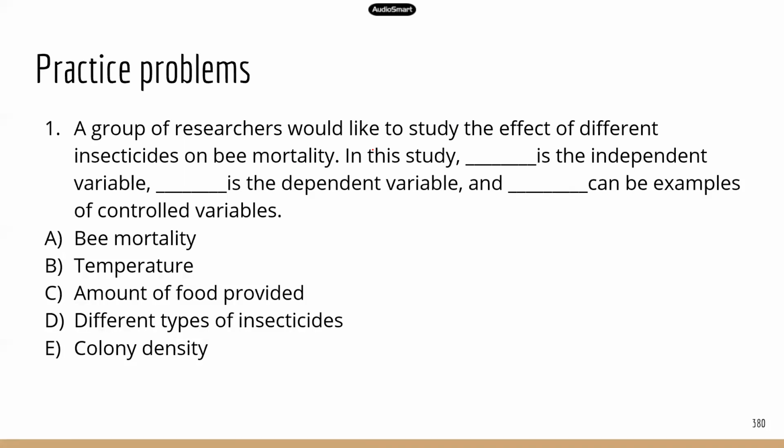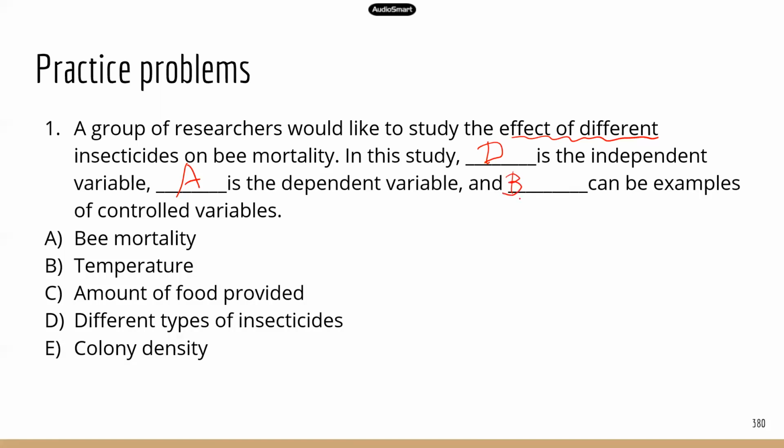Okay, so the answer is, dependent variable is the effect of different pesticides, right? That's where you're testing, right? You're testing to see if different insecticides can cause different amounts of bee death. The dependent variable is what you are measuring, right? So you are measuring bee mortality. So how many bees die after you use the insecticide on them? That would be A. Now, what are examples of controlled variables?